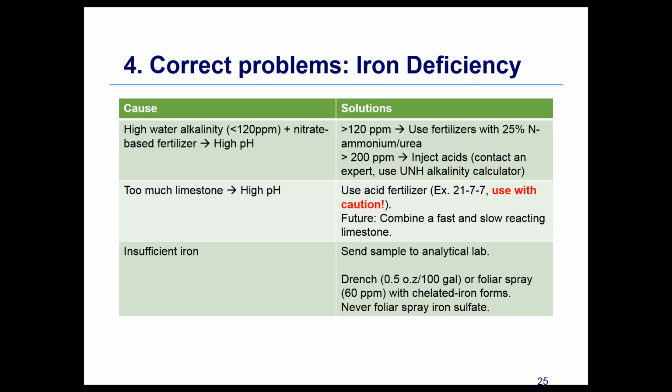And then if you have insufficient iron, if you suspect that you have that problem, the first thing is to send a sample to the analytical lab, because if you are misdiagnosing the problem and you apply iron to compensate for the problem, either as a drench or a foliar spray, you might run into more problems. So before you think about specifically applying drenches or foliar sprays, you want to be sure that that's the problem. You can start working with the pH, and once you get your analysis back, decide whether you should drench or foliar spray.